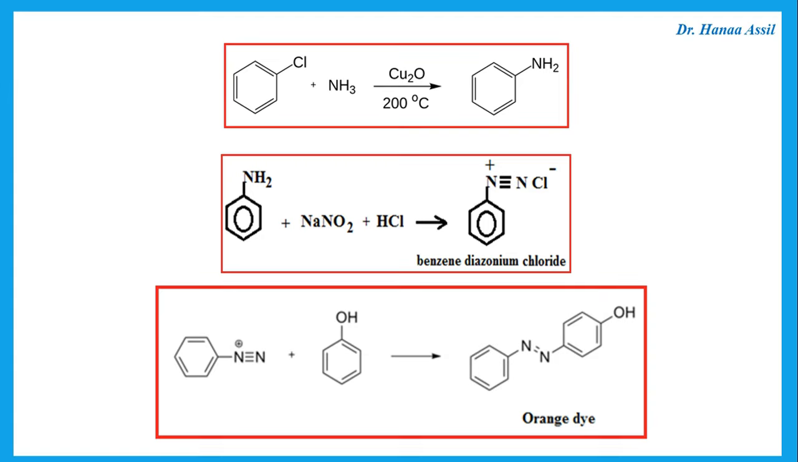Then we can use this diazonium salt to make a dye, or what we call an azo dye, by reacting, for example, with a benzene ring that has an OH, that's a phenol, or a benzene ring that has any other substituents, and the diazonium salt adds to carbon number 4.